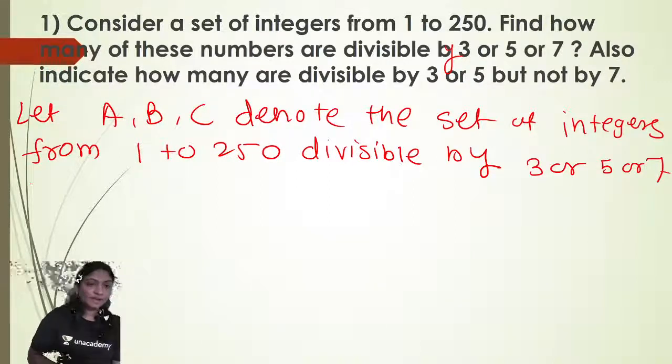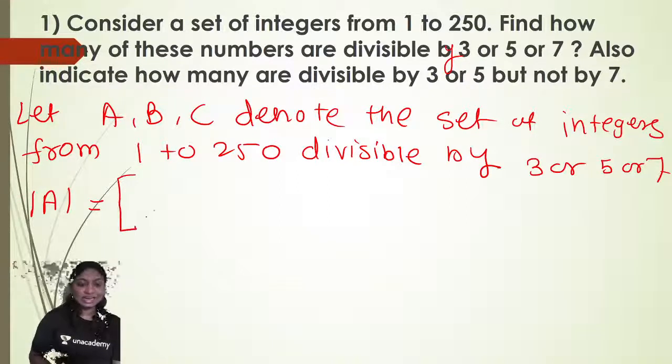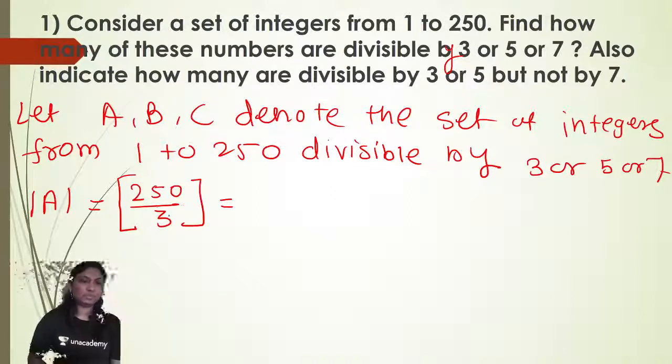So we will find the number of integers which are divisible by 3. That is, cardinality of A is equal to the integral part of 250 by 3. We will take the integral part of this only. So 250 by 3 gives 83, and that is the integral part.